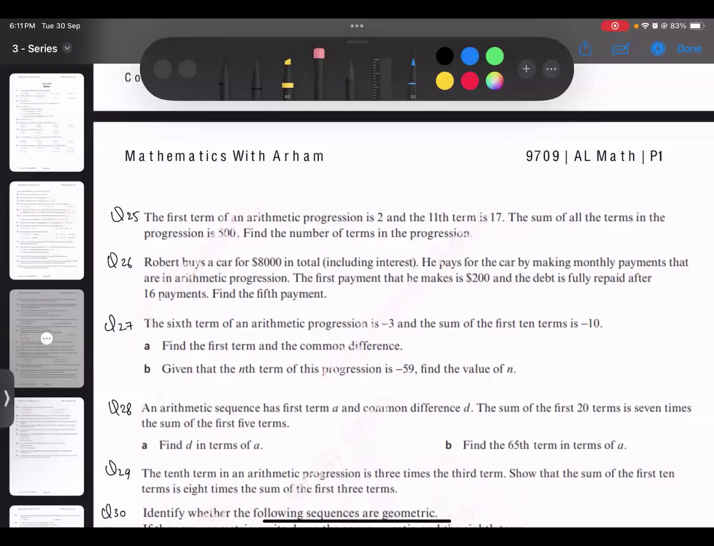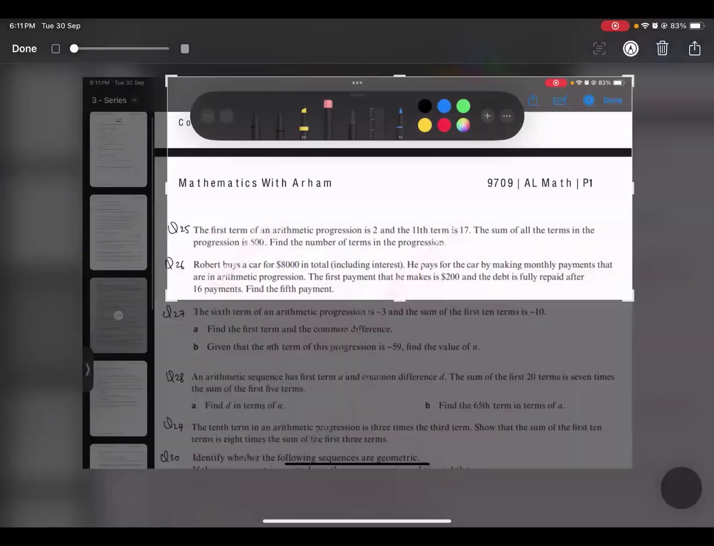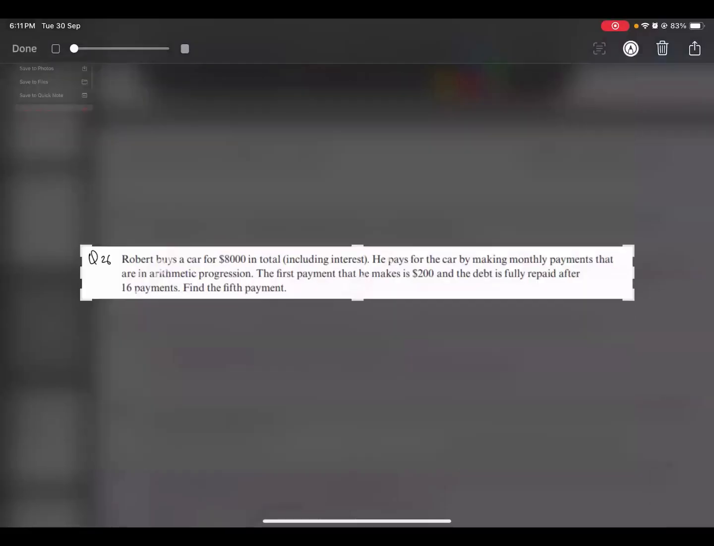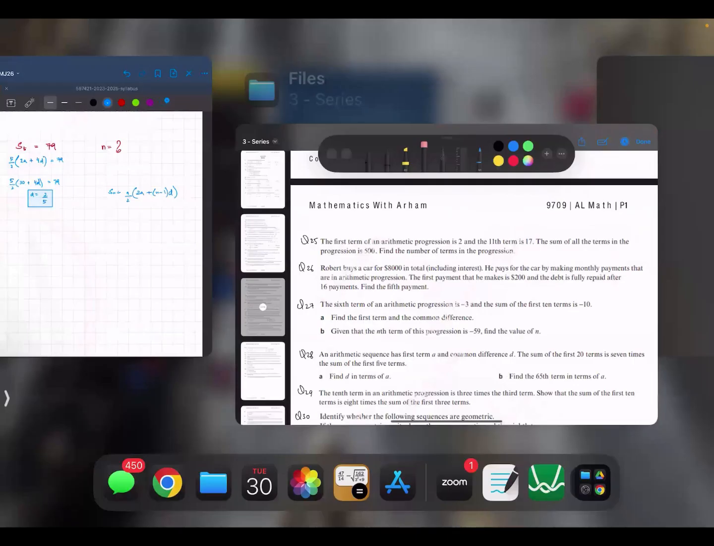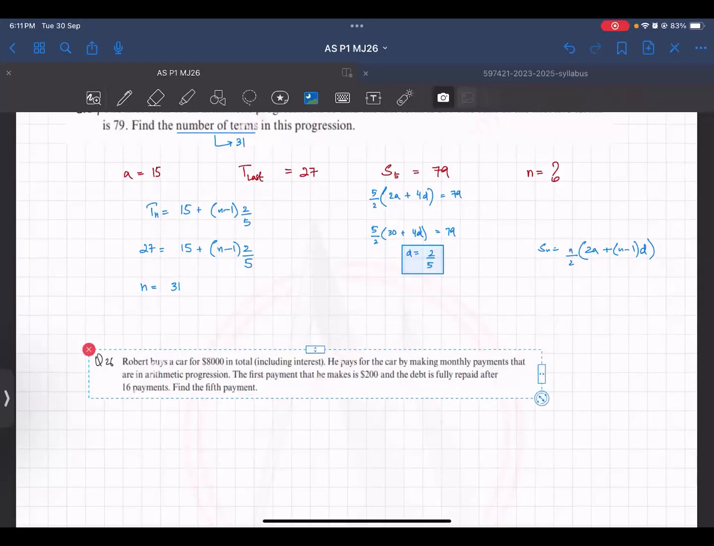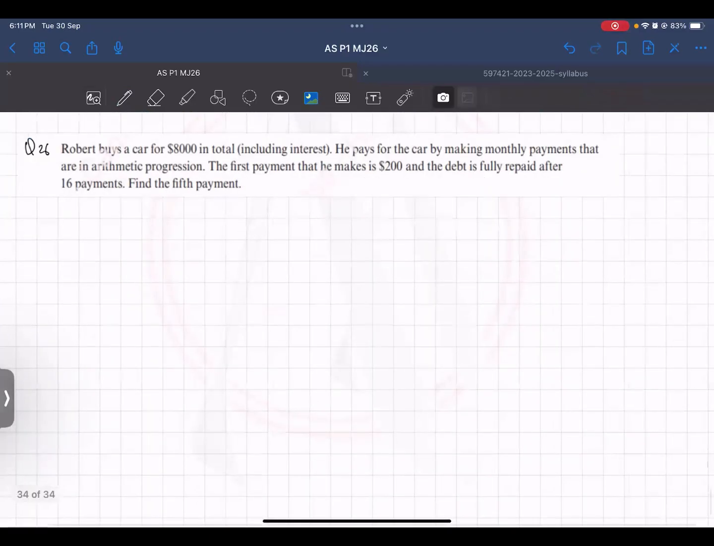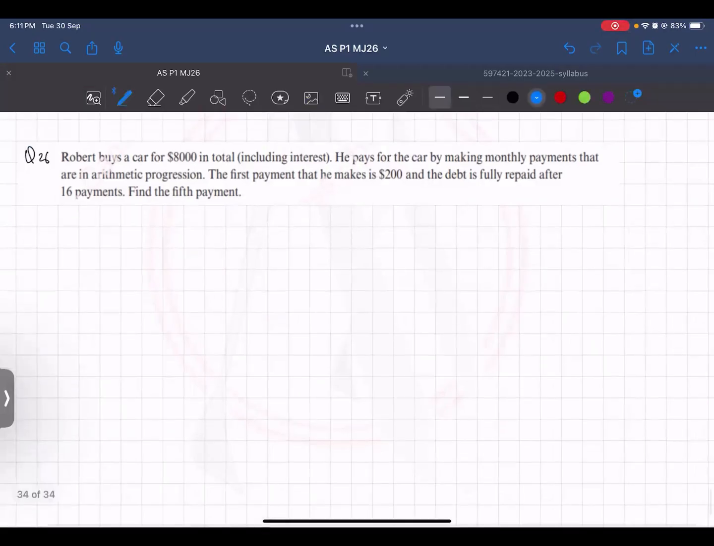You have questions like these as well. Application based, AP or GP. I'll show you this worksheet. Robert buys a car for 8,000 in total, including interest. He pays for the car by making monthly payments that are in arithmetic progression. The first payment that he makes is 200. The T1, it is 200, which is your A. And the debt is fully repaid after 16 payments.